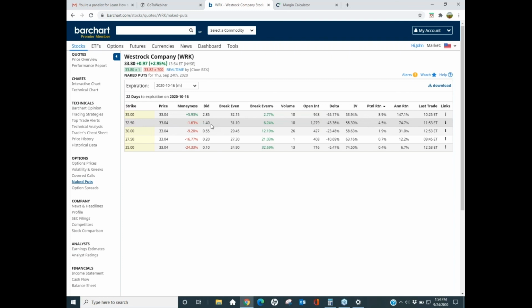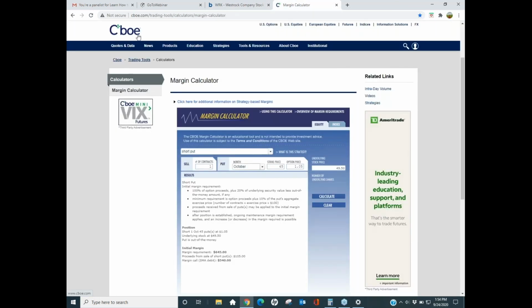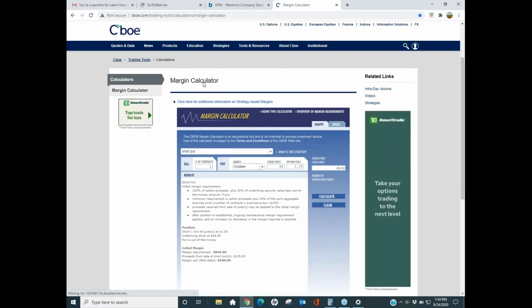So I do want to show you a tool that is available to you that is outside of Barchart. And this is at the CBOE, the Chicago Board of Options Exchange. In their tools and resources, they have something called the margin calculator. This is how they determine the margin. Now, your broker might have different rules depending on your accounts, depending on what they feel comfortable. They can charge you more margin, but they can't charge less. And there are two ways that the exchange looks at the margin.